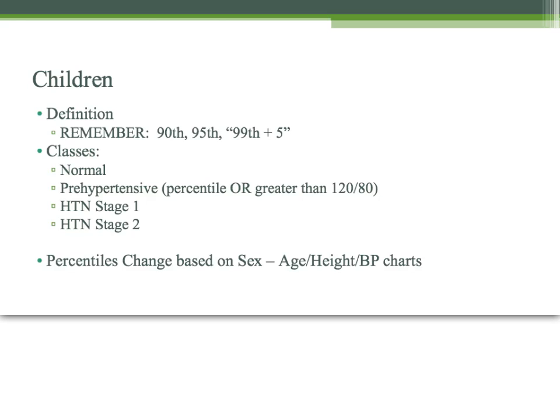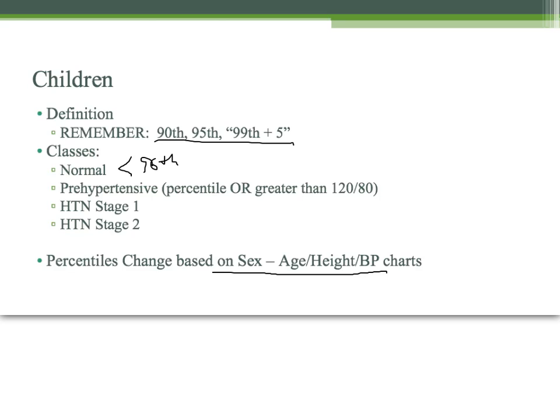Now let's talk about hypertension in children. So the numbers you're going to remember now are 90, 95, and 99 plus 5. So the way that hypertension is defined for children is based on sex and the age-height charts. And I'm actually going to show you that here in a second. So someone is considered normal if their blood pressure is less than the 90th percentile for their sex, age, and height.